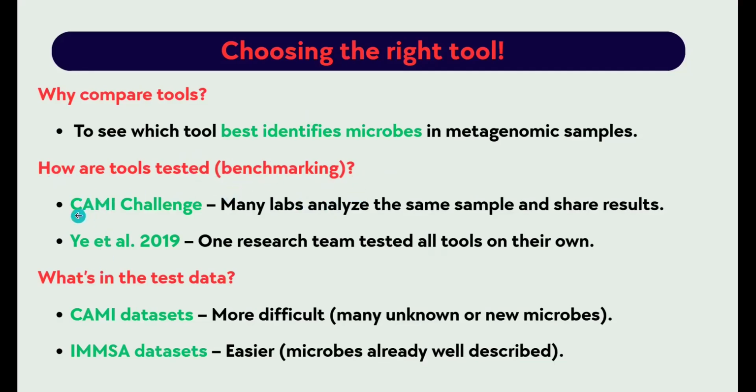The first is the CAMI challenge, and CAMI refers to the Critical Assessment of Metagenome Interpretation. And this just means that many labs got the same test dataset, and then each lab ran their tool on it and sent the results back, and then the results were compared. Like what's written, many labs analyze the same data or the same sample and share results.